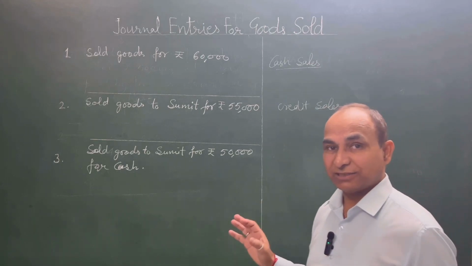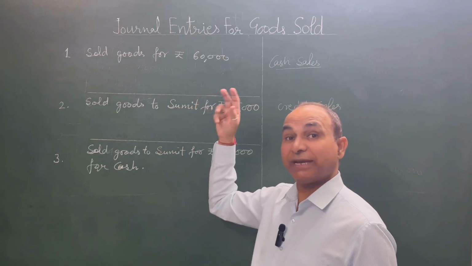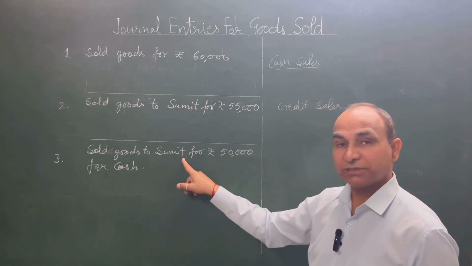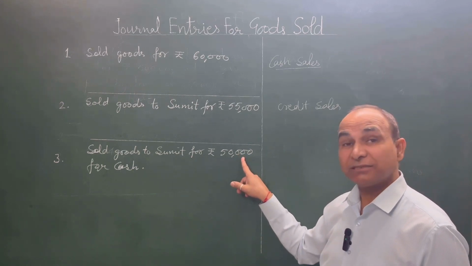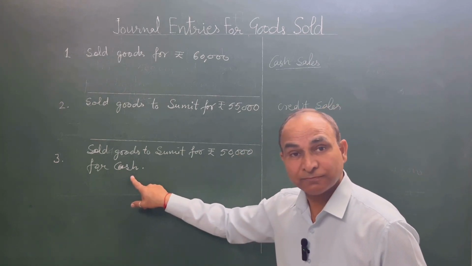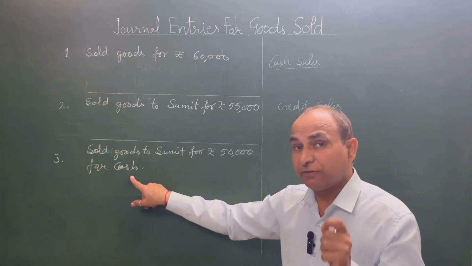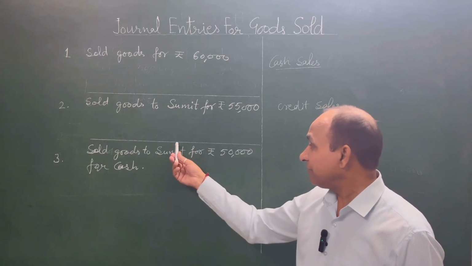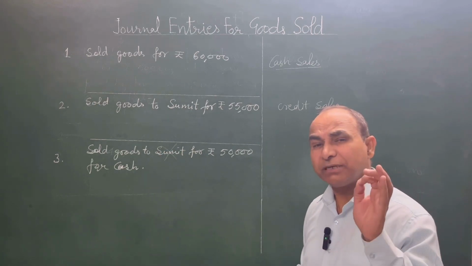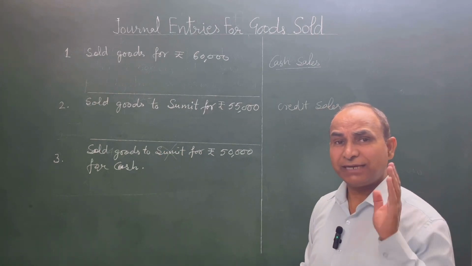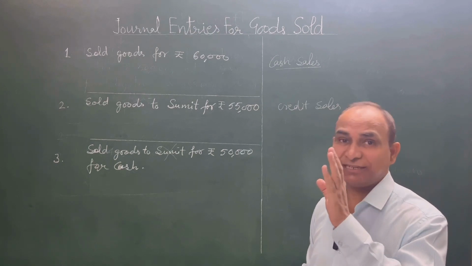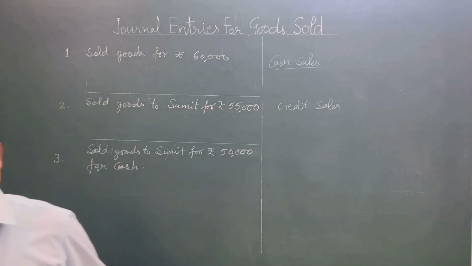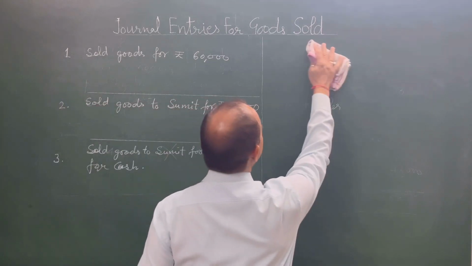See the third transaction. I have discussed two transactions and two instructions, and the third one is sold goods to Sumit for rupees 50,000 for cash. Whenever goods are sold for cash, and it is clearly mentioned here, in this case name of the customer is completely ignored, and that doesn't become the part of journal entries. So now one by one, let's pass journal entries for these three transactions.